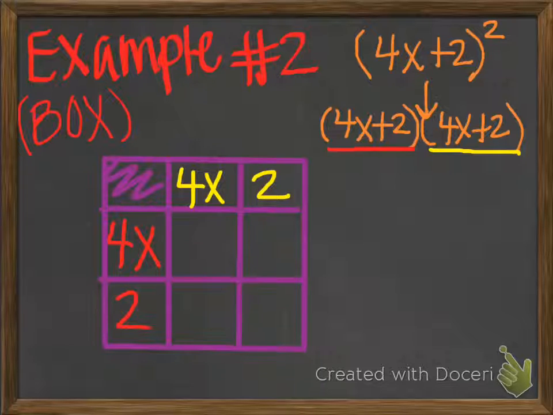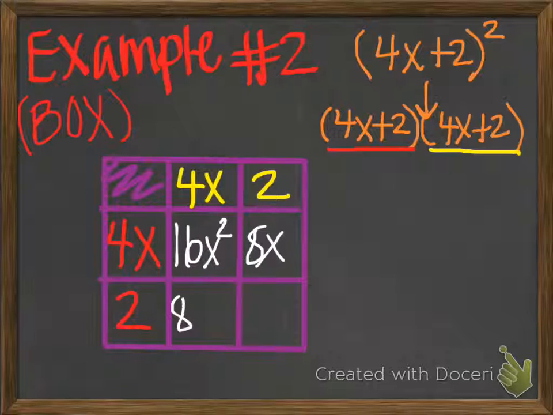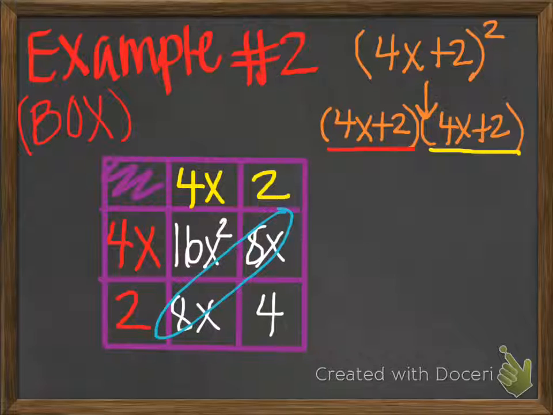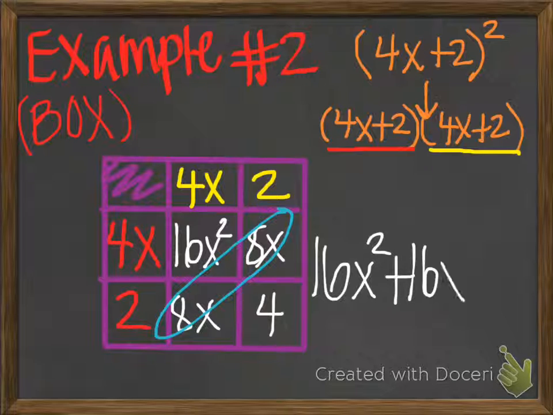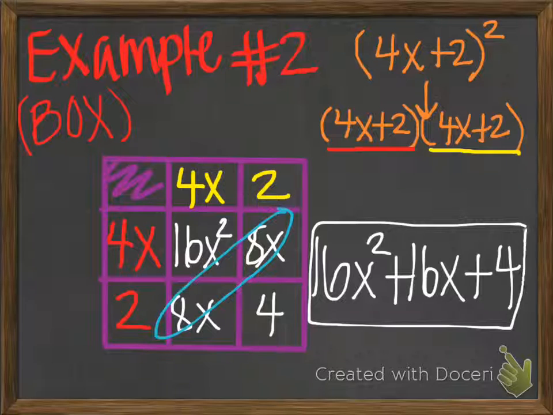So this will give us 8x squared, 16x, x squared times 8x times 8x times 4. So we have these two terms that are alike that we can combine, and when we get our final answer, it's 16x squared plus 16x plus 4. And that is our final answer.